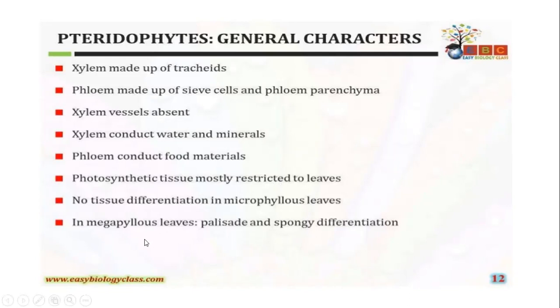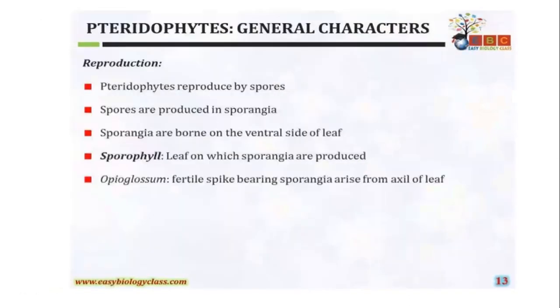And so there is no tissue differentiation in the microphyllous leaves. That is, the leaf is not differentiated into the palisade or the spongy tissue in the case of microphyllous. Whereas in the megaphyllous, the leaves which are much larger, the leaves are differentiated into palisade and the spongy tissue.